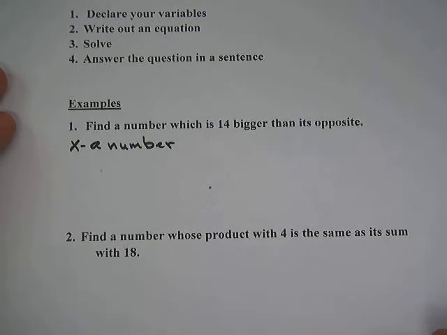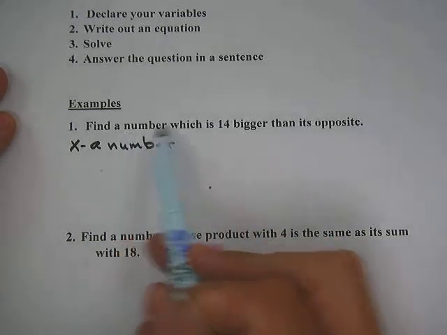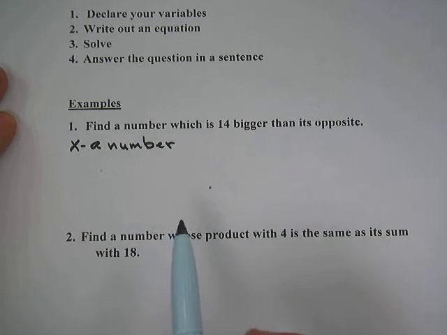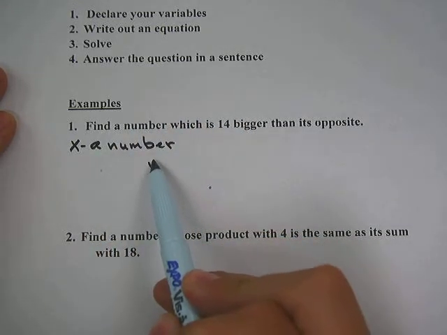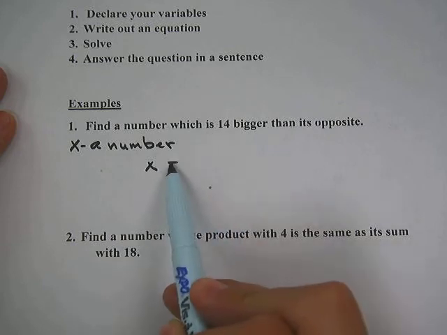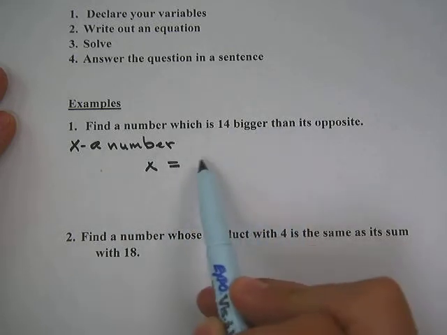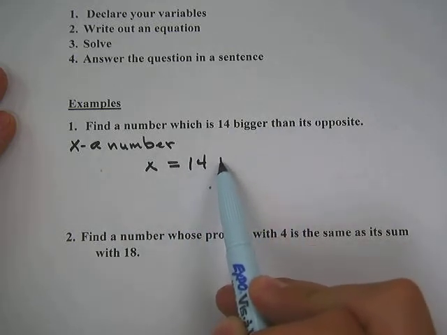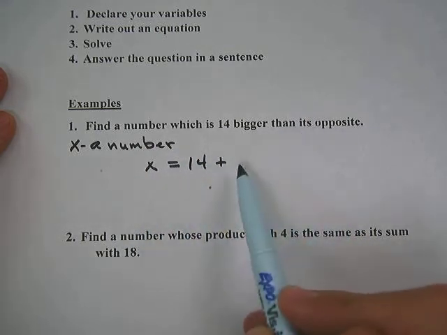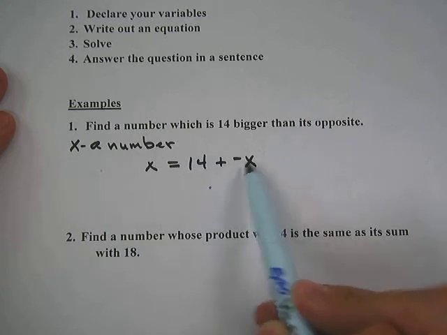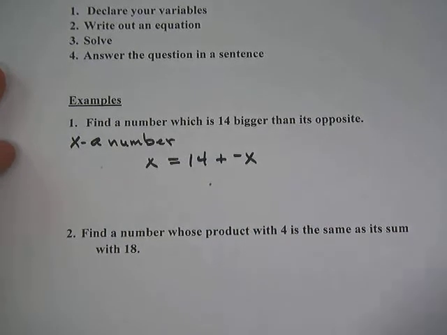Next, let's talk about writing the equation. So it says a number is 14 bigger than its opposite. So we're just going to translate. A number, well that's x, is means equals 14 bigger than, so 14 plus its opposite. So the number is x, its opposite is negative x.